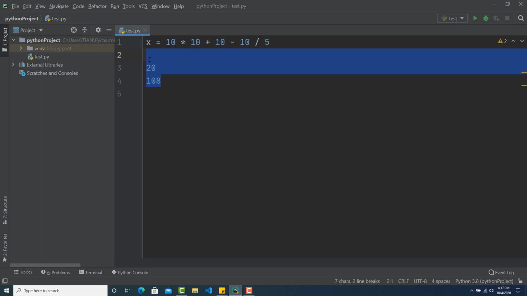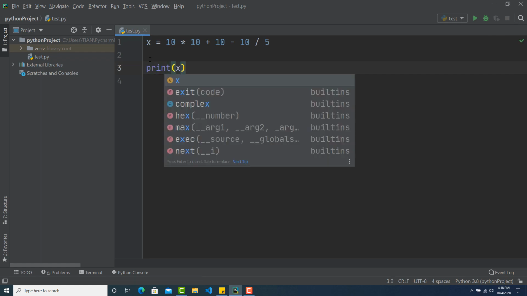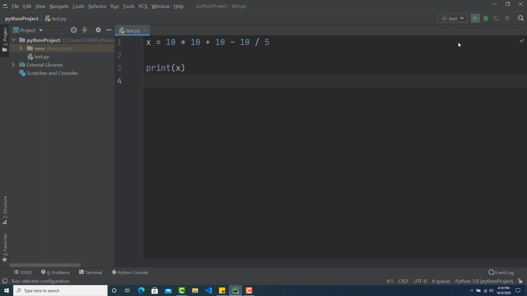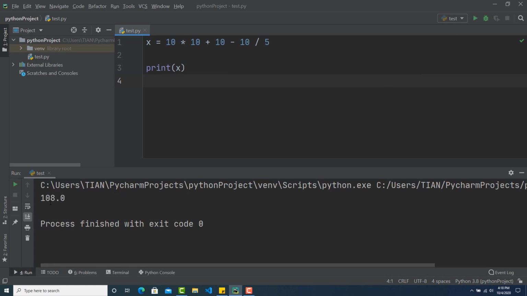So let's find out which one Python will show us. Let's type print x. Then if I just click on this, run, you can see we got 108. This is very basic stuff with math. Whenever we have a bunch of signs like this, it always does this operation first, then this operation second, then this operation third, and this one will be the fourth.